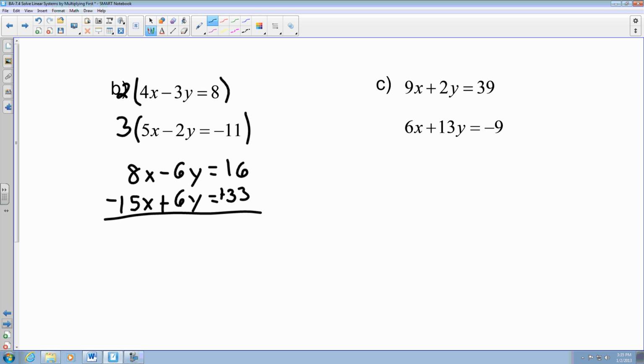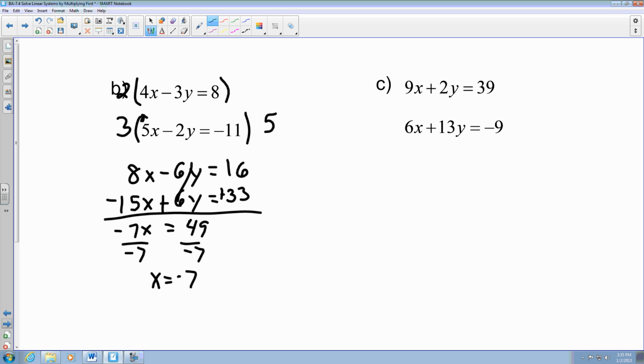So this is going to give us a negative 7x. This cancels out, and this equals 16 plus 33 equals 49. Divide both sides by negative 7. Our x equals negative 7. Now, it's just a matter of putting this negative 7 back into one of the original equations and solving for y. Let's use this one.